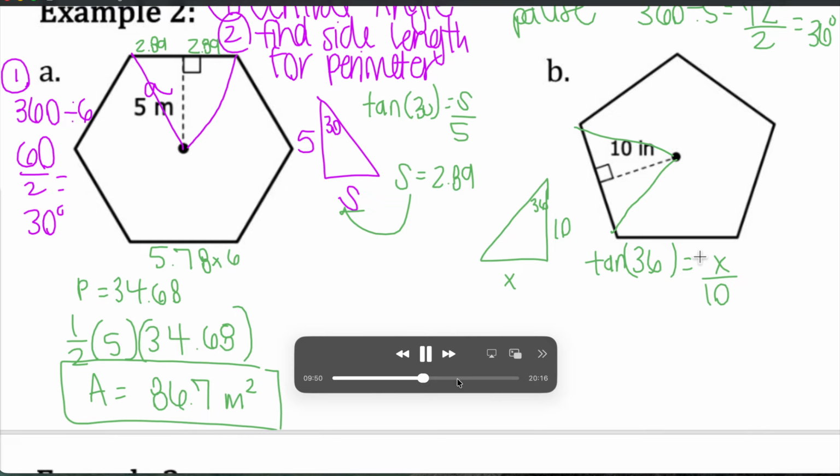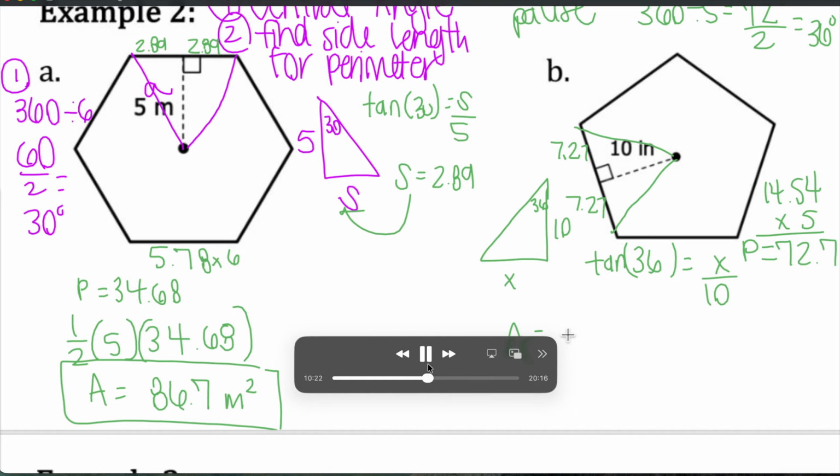We're going to get about 7.27 for your side length. So I'm going to label that here. And then that means both of them are 7.27. So together we can make 14.54. And that would be how I find my perimeter. So I have 5 sides, so timesing that by 5, 14.54 times 5 is going to be 72.7.